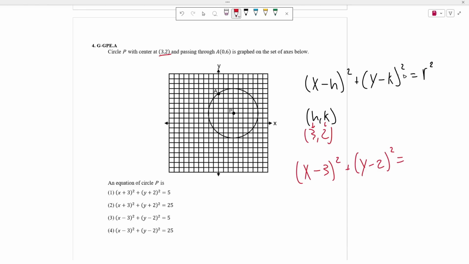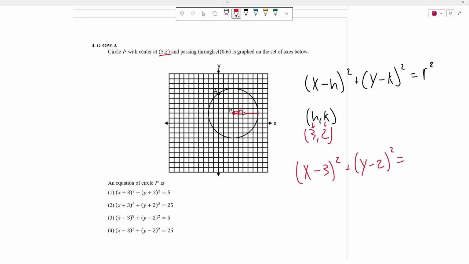radius squared. Now remember, the radius is the distance from the center, which they said was P, to any edge of this circle. And the easiest way to find the radius is just to go to the left, or to go to the right, or to go up, or to go down from the center. You don't want to go diagonally, because then you have to use the Pythagorean theorem. It's a big mess. So my advice, literally just go to the right.